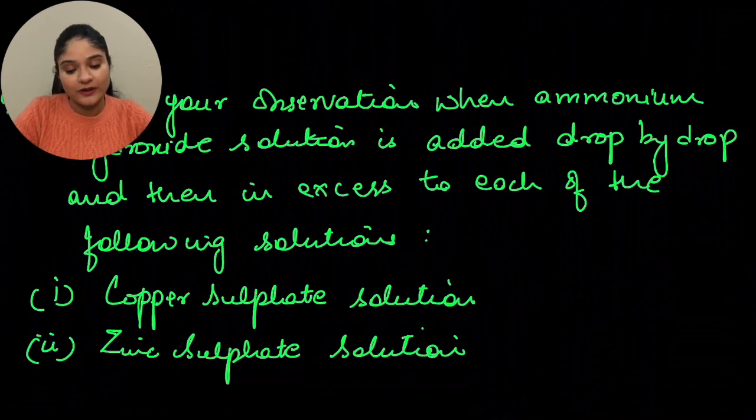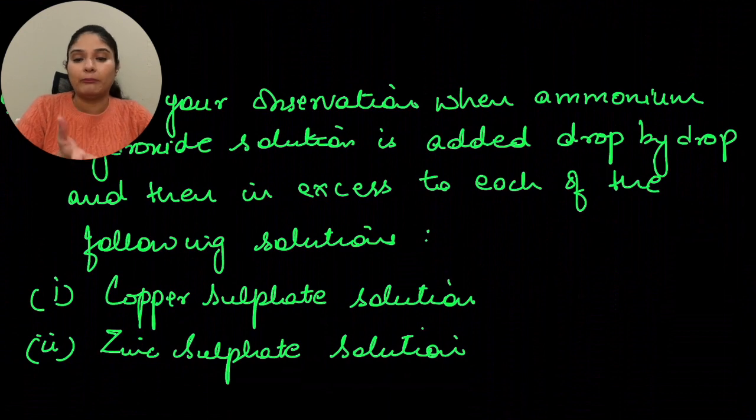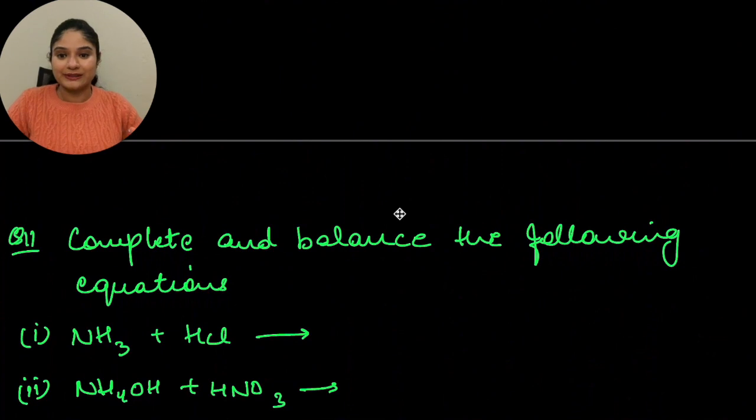State your observation when ammonium hydroxide solution is added drop by drop and then in excess to each of the following solutions. So the first is copper sulfate solution. So copper sulfate solution is very clearly understood that you have a blue colored precipitate that appears and that dissolves in excess of ammonium hydroxide, giving you a deep blue solution. So that's what's going to happen for the first part. The second part is zinc sulfate solution. So in this case, we'll have a white precipitate that will appear and which will dissolve in excess of ammonium hydroxide solution. Okay students, let's move on to the next question.